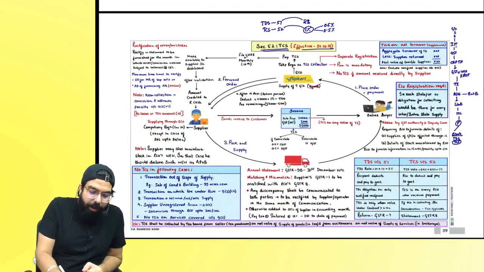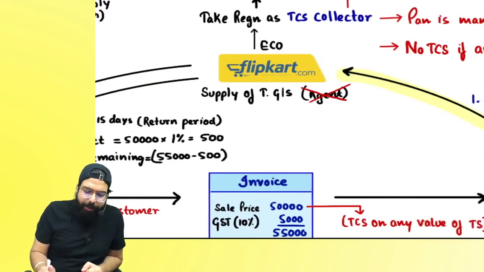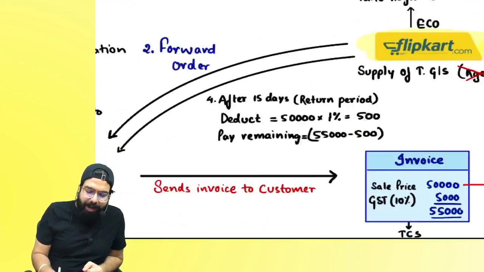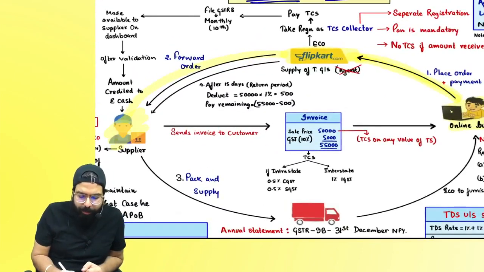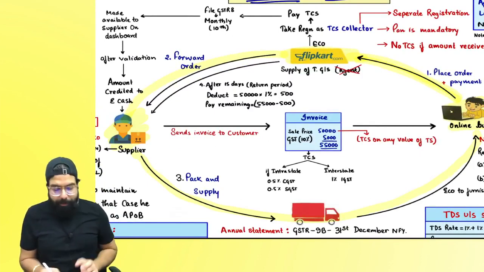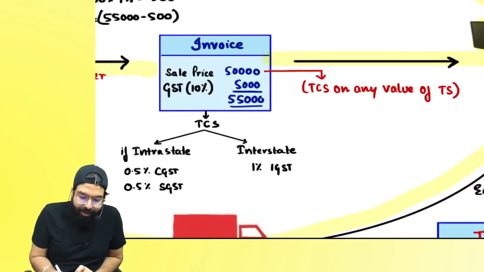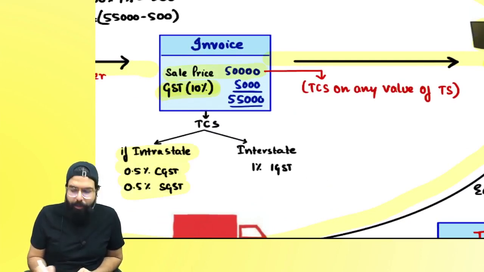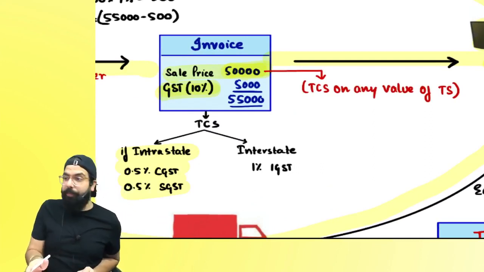Everyone, for example, a buyer goes online and places an order on Flipkart. Now he will make the payment. Flipkart will first direct the order to the supplier. The supplier will pack the goods and send them to the buyer. The supplier will also send the invoice to the buyer. In the invoice, if he has charged CGST and SGST, then TCS will be deducted at 0.5% CGST and 0.5% SGST on the sale price value.